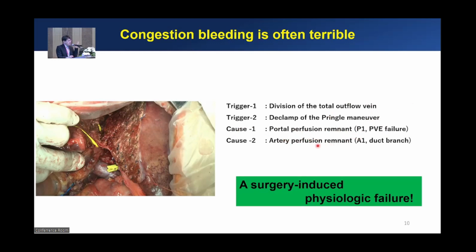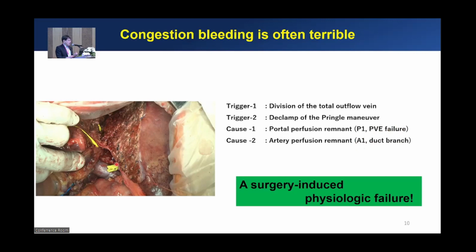Now, why do these physiological phases occur? Because of the portal perfusion remnant, probably the minute portal flow of the caudate branch, and sometimes the portal vein embolization failure, the canalization of some, for example, the right anterior portal vein. And the second is the arterial perfusion remnant. It's also present. This is an anonymous branch, but A1, we call A1 the caudate branch or duct branch.